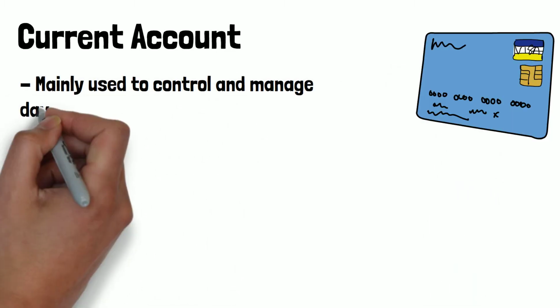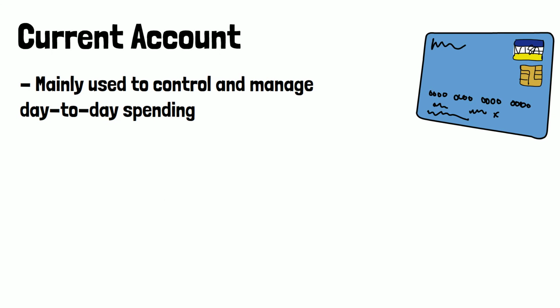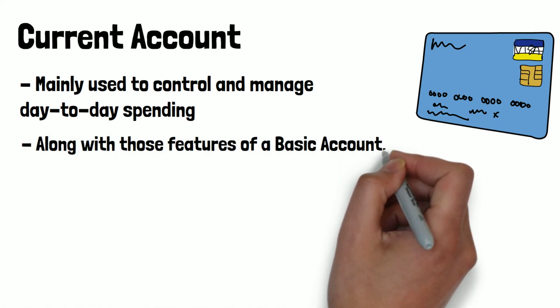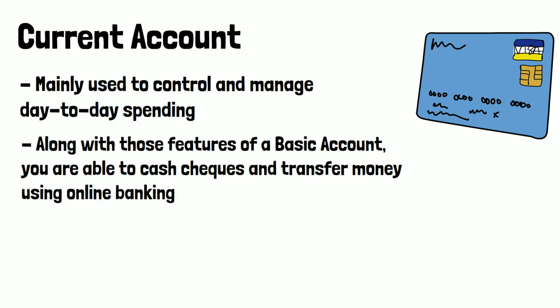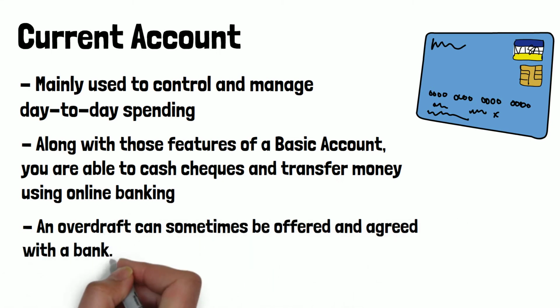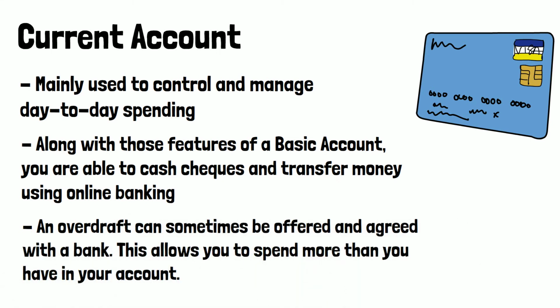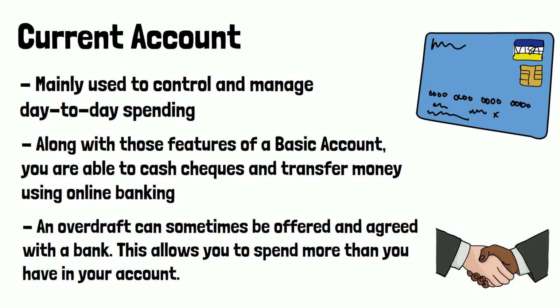Current account. A current account is what most people will be familiar with. These are used mainly to control and manage a person's day-to-day spending. Along with the features of a basic account, you are able to cash checks and you can use online banking to view and transfer your money. An overdraft is the biggest difference between basic accounts and current accounts, with an overdraft allowing you to spend more than you have in your own account, up to the agreed amount you have with your bank.